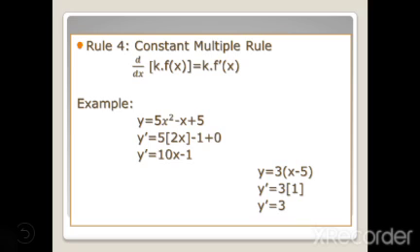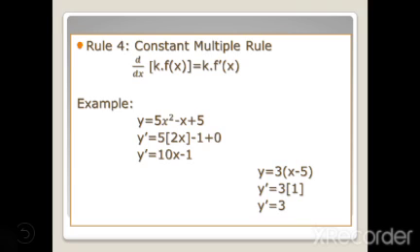So, next we have rule 4, the constant multiple rule. So, the derivative of k multiplied by a function is copy the k and then the derivative of the function. The k is the coefficient, which is the number multiplied by the function.